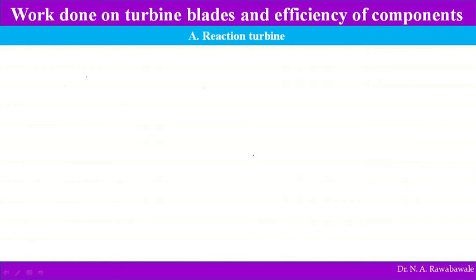The degree of reaction in the turbine stage is defined as the ratio of enthalpy drop over moving blades to total enthalpy drop in each stage. A stage of reaction turbine and impulse turbine, which are shown in the figure, are like this. If this is the set of fixed blades and this is the set of moving blades, as we have seen in the previous lecture. So this is the fixed blade and this is the moving blade.